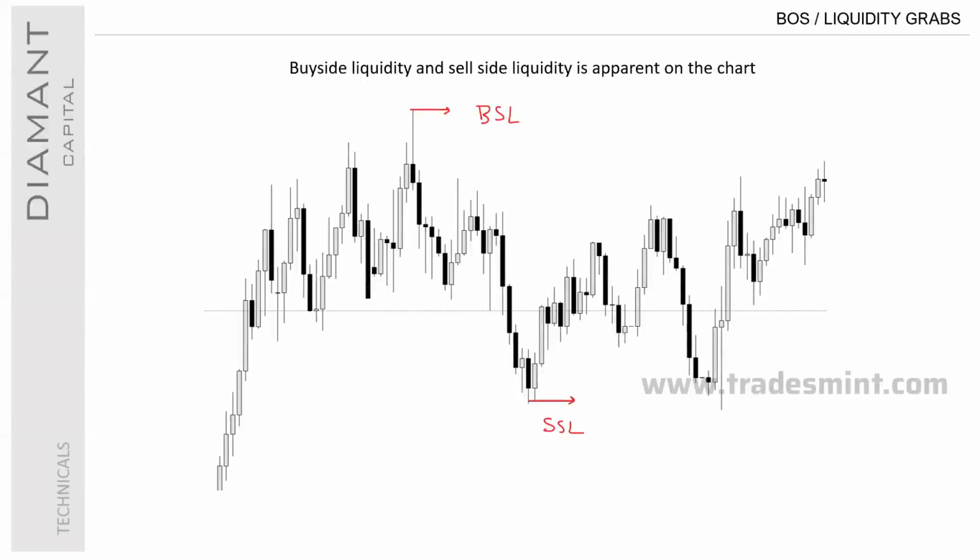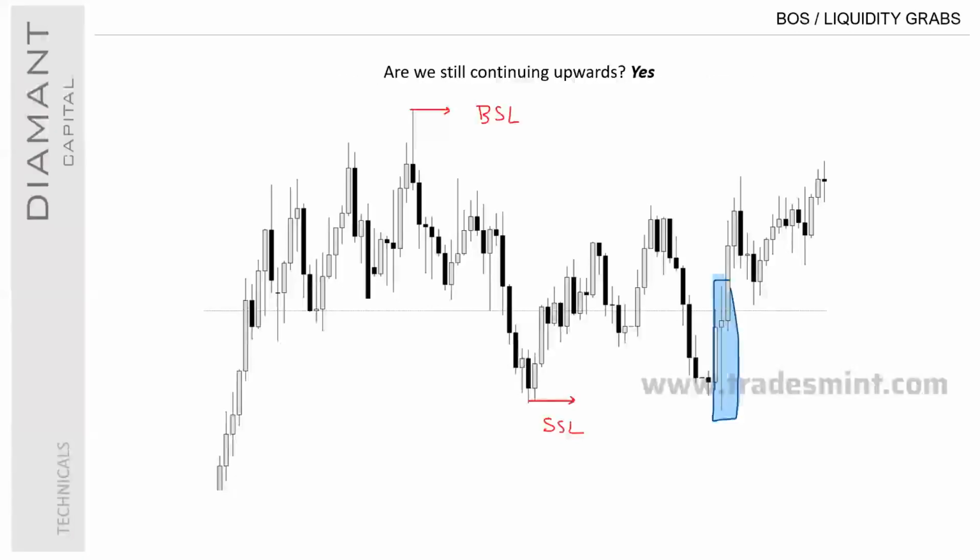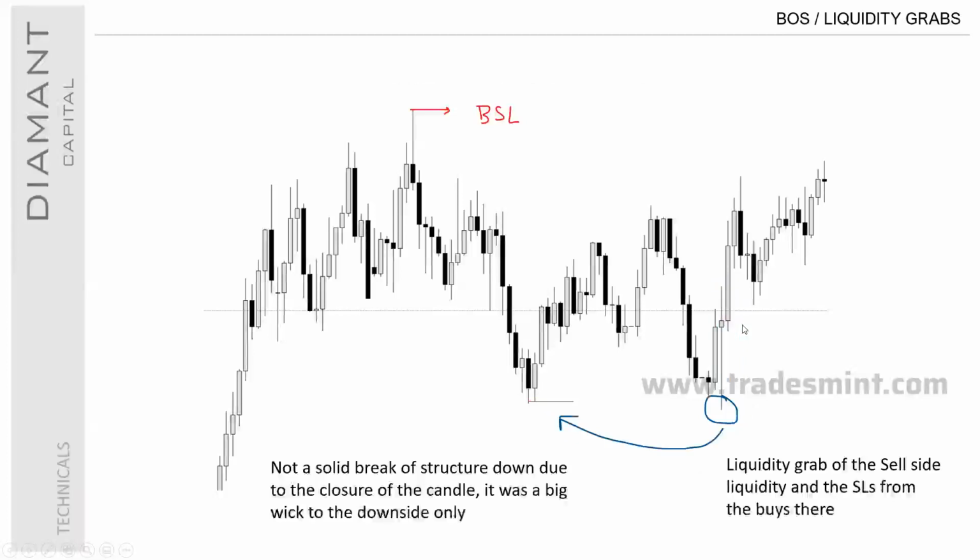Right, so first of all, identify liquidity. The two main types that we've got right now are buy side liquidity and sell side liquidity, right at the top, and then of course the bottom of the range as well. Now, are we continuing upwards? Yes. The reason for that is we've got to understand the relation to both of these types of liquidities. Especially in this market type, because we're bullish, we're going to be seeing the impact on the sell side liquidity.